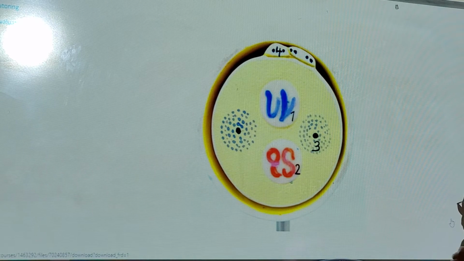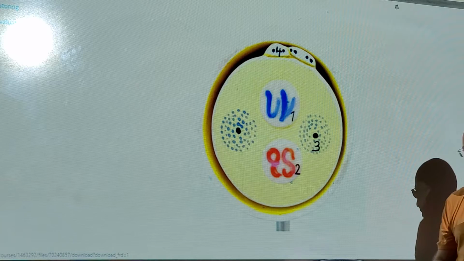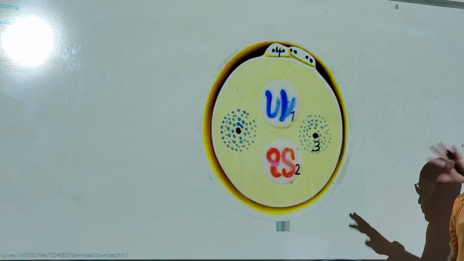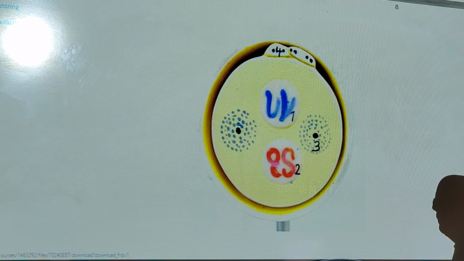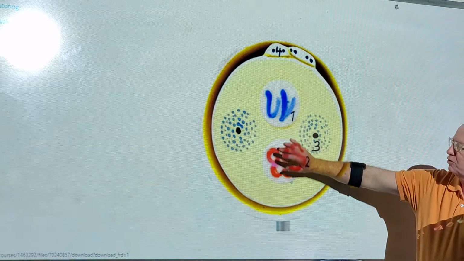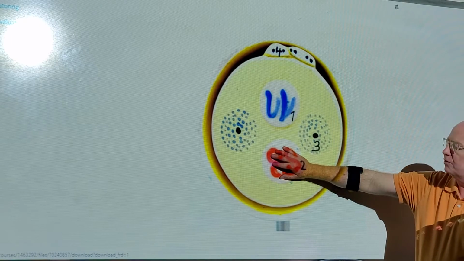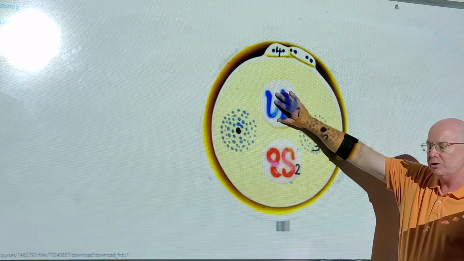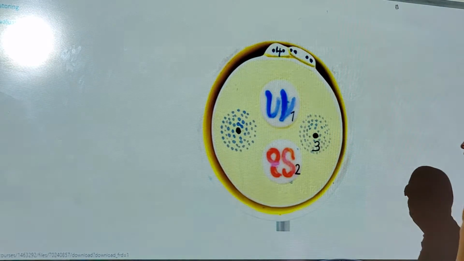This stage of development is called amphimixis. Amphi means a little bit of both, and mixis means to mix. So what's going to happen is we're going to mix the two sets of chromosomes, the 23 chromosomes from dad, or the sperm donor, and 23 chromosomes from the mom, or the egg donor.